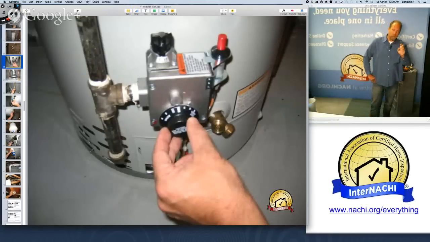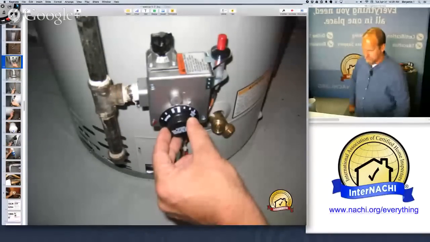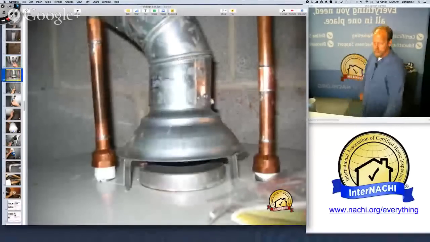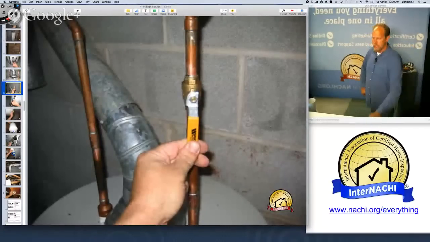It has a manual control. It has an igniter, so you don't have to use a match. It's a natural draft. There's a draft hood, so I'm looking for backdrafting problems, issues. There's a shutoff valve, cold water comes in, hot water goes out.